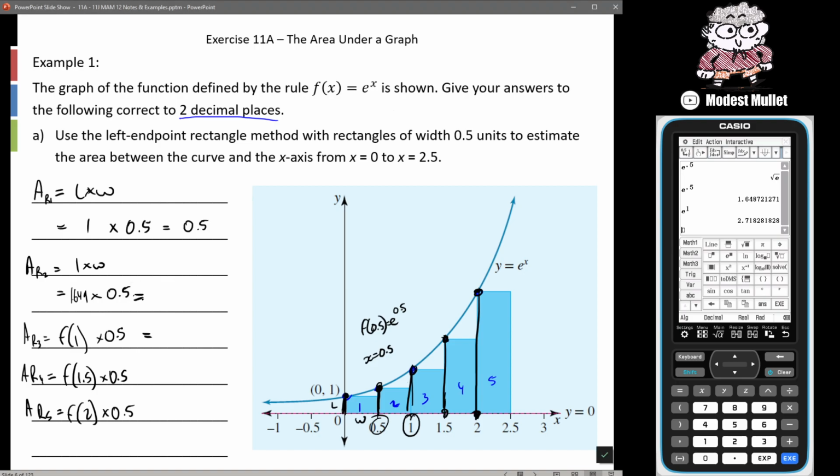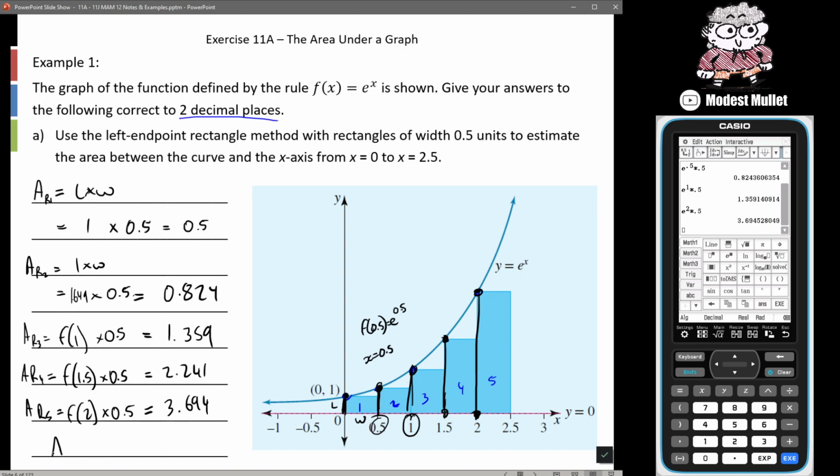Oh, I forgot to calculate the actual area, so let's put in 0.5 there, so that back here in the area of region 2, that gives me 0.824. The area of region 3 is going to be e to the 1 times 0.5. That gives me 1.359. And I'm just going to repeat that with 1.5, which gives 2.241, and region 5 was e to the 2, which is 3.694.